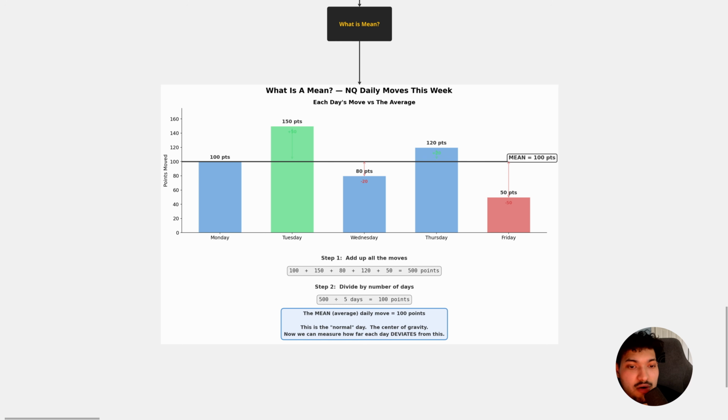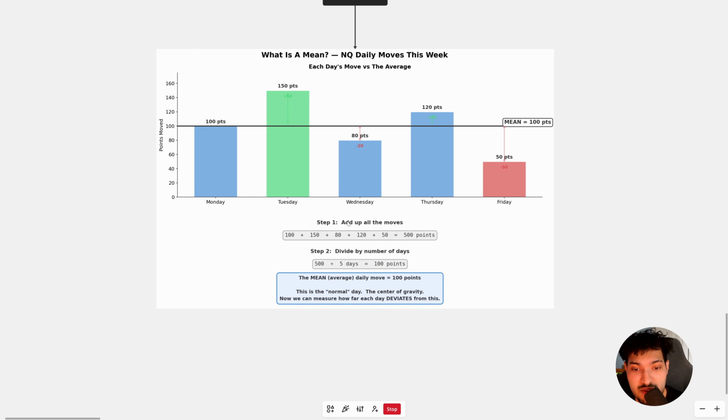If NQ moves 100 points on Monday, then 150 points on Tuesday, 80 on Wednesday, 120 on Thursday, then 50 points on Friday, the average of the whole data set for that week was what? 100 points. All we do is add up all the moves: 100 plus 150, 80, 120, 50. That gives us 500, and then we divide by the number of days, 1, 2, 3, 4, 5. The mean is then 100 points. This is a normal day. This is basically the center of gravity, which I like to call it.